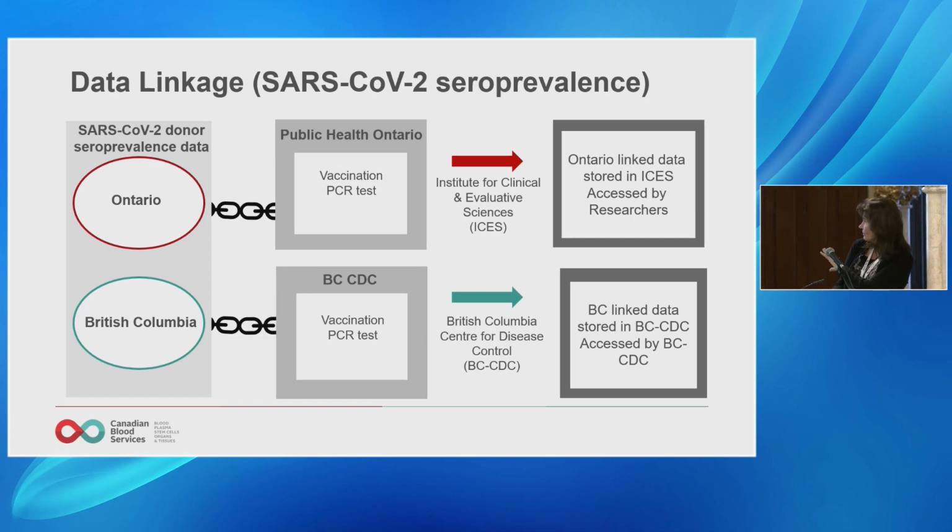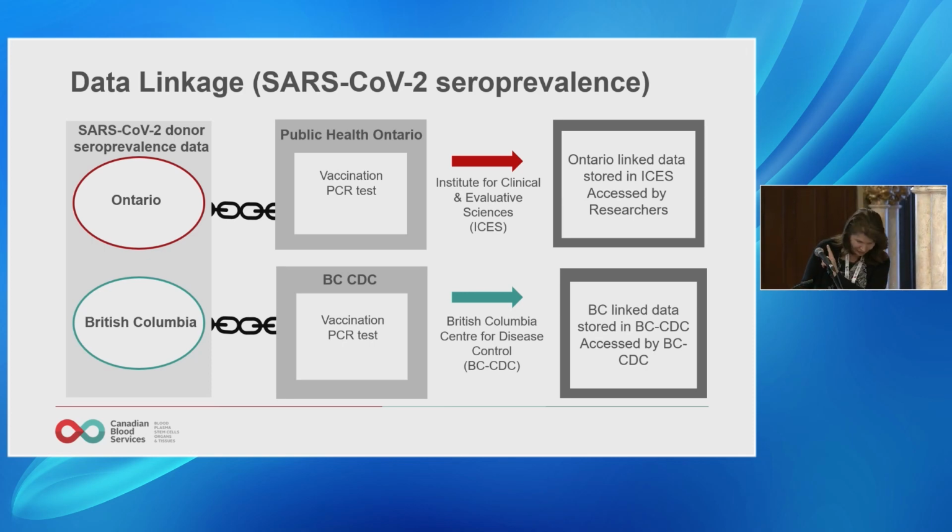Now, what they would be able to do is to link the donor data with vaccination and PCR testing, and then they would put it into the IDAV portal, which is accessible to the researchers, to a very small and select number of researchers. ISIS have special legislation in Ontario which allows them to do that sort of thing. So that one is very close.